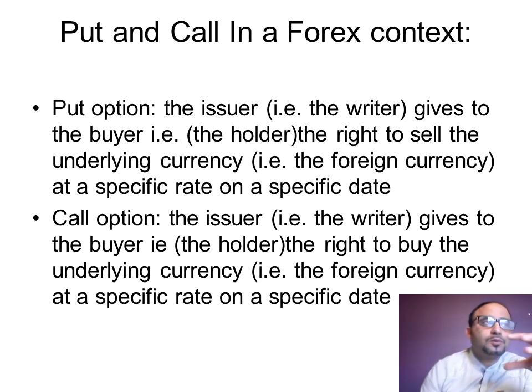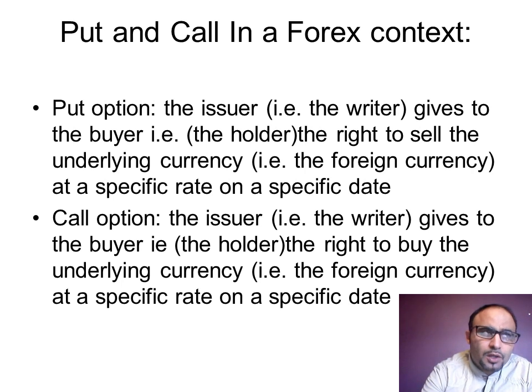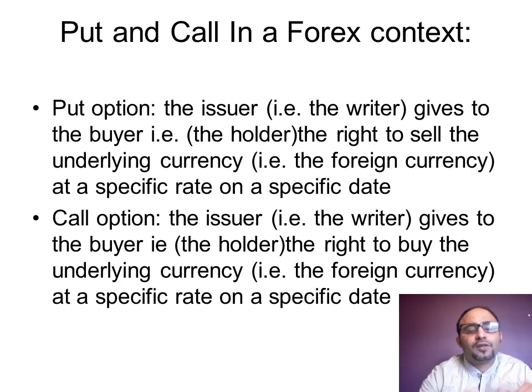Now, there are two main types of options that we should consider. One is called put, and the other one is called a call option. We are going to define both of them in the context of foreign exchange. A put option is simply that the issuer, i.e. the writer, gives the right to the buyer, i.e. the holder, the right to sell the underlying currency. The underlying currency means simply the foreign currency at a specific rate on a specific date.